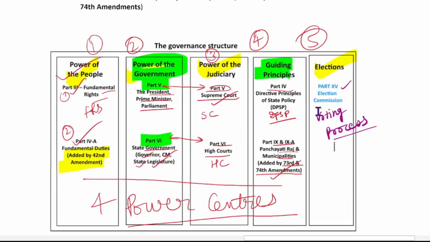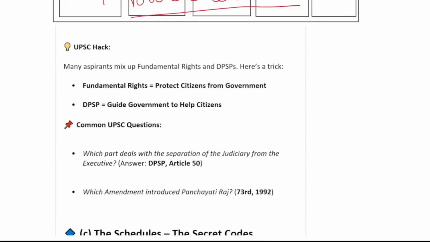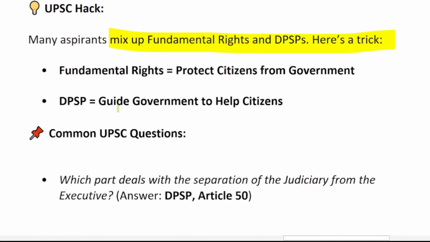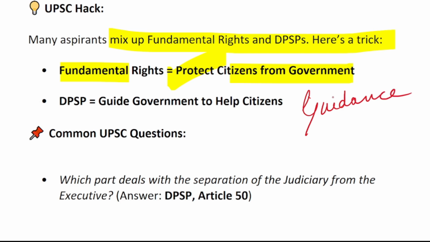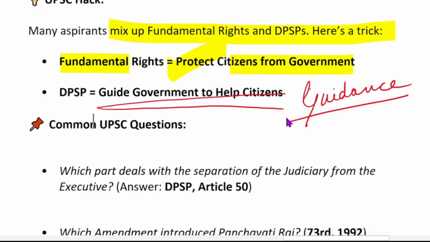So here is the UPSC trick for you. Many aspirants mix up fundamental rights and DPSPs. Here is a trick. Fundamental rights, you need to remember, are for protecting citizens from government, whereas DPSPs function as guidance to government. So these DPSPs guide government to help citizens.